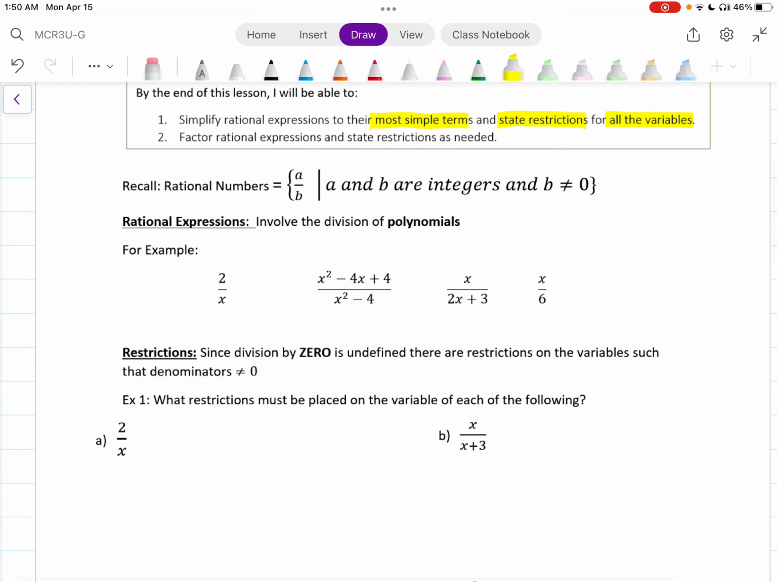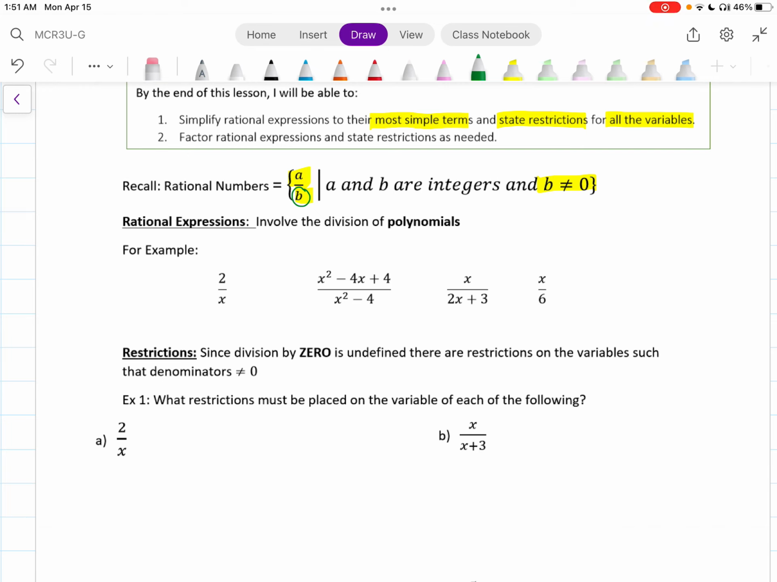So, if you remember when we were talking about rational versus irrational numbers earlier on this week, we were talking about how a rational number is a number that can be put into a fraction format. So here we can have something where a and b are integers, and it would be a over b, where b cannot equal 0. And that's because you cannot have a denominator of 0. So rational expressions are basically anything that involves a division of polynomials.